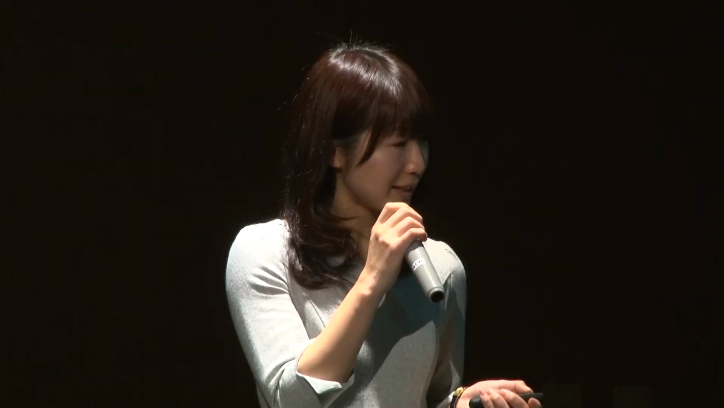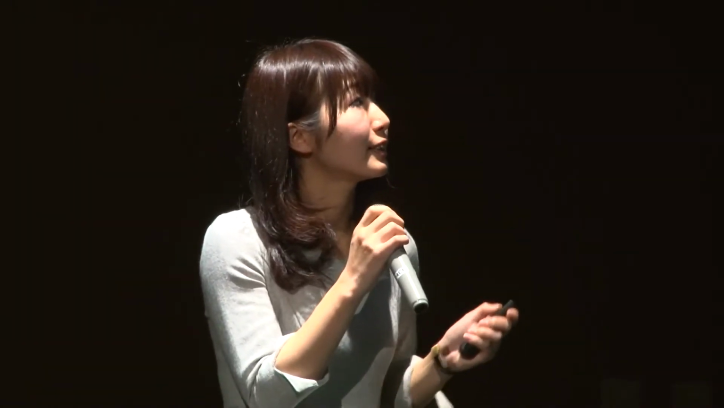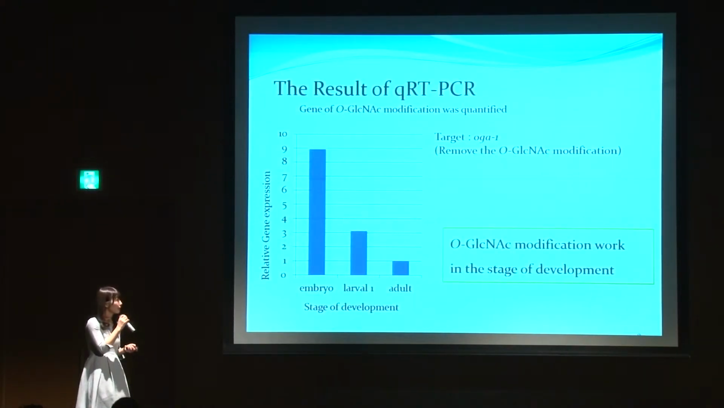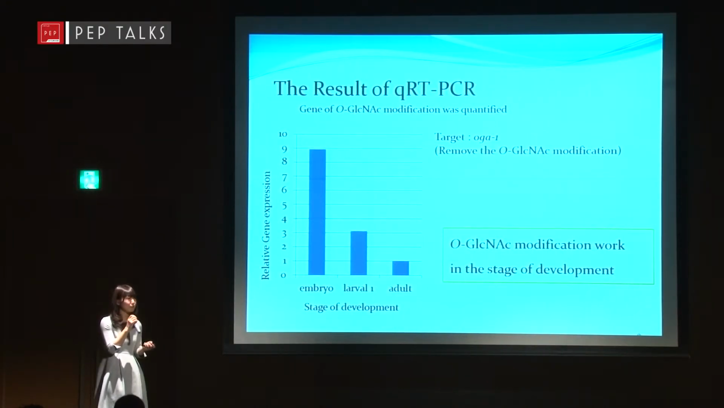The horizontal axis is the stage of development. The vertical axis is the amount of gene expression. From this result, the stage of embryo had the most expression. It is considered that normal O-GlcNAc modification works in the stage of development. To make sure, I observed the phenotype in wild type strain N2 and OGA null mutant.